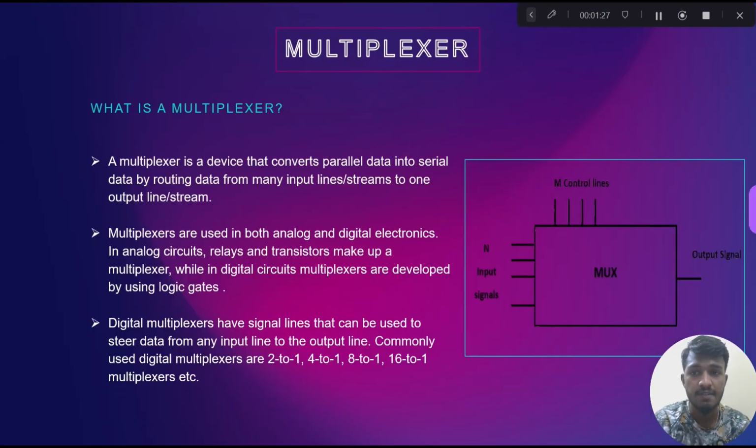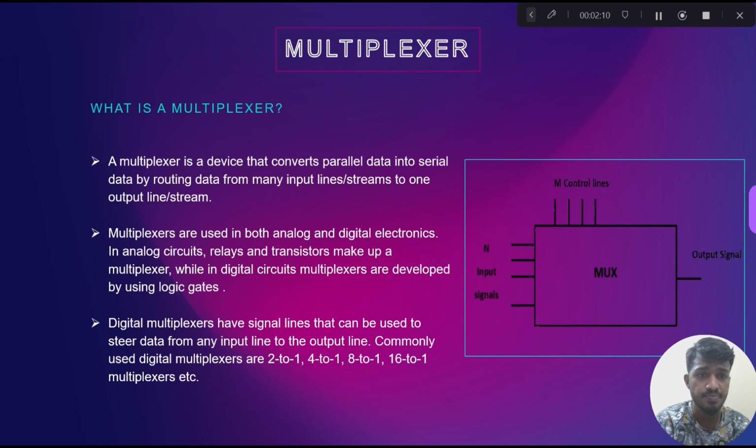Okay, so multiplexer. What do we mean by a multiplexer? A multiplexer is a device that converts parallel data into serial data by routing the data from many input lines or streams to one output line or stream. Multiplexers are used in both analog and digital electronics. In analog circuits, relays and transistors make up a multiplexer, while in digital circuits, multiplexers are built using logic gates. Digital multiplexers have select lines that can be used to stream data from any input line to the output line. Commonly used digital multiplexers are 2 to 1, 4 to 1, 8 to 1, and 16 to 1 multiplexers.